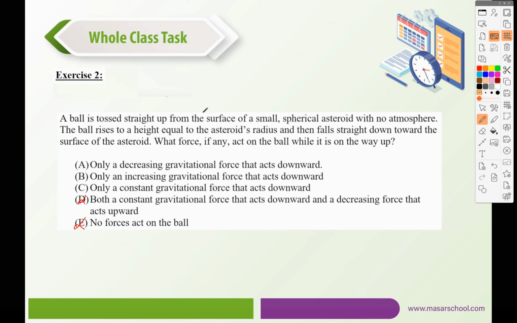Now if you look at the choices A, B, and C, they're talking about how the gravitational force varies. It is not constant, because r changes. On our way up, we know that the gravitational force decreases, making A the correct answer.